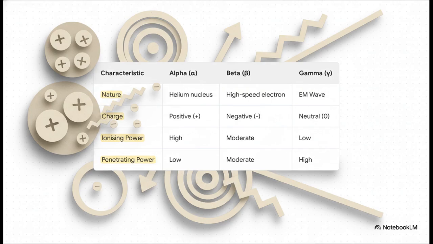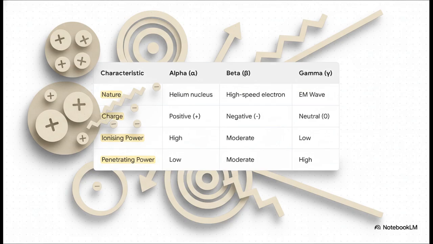First up, we have alpha. Think of an alpha particle as a bowling ball. It's big, it's heavy, it's actually a helium nucleus, and it has a positive charge. Because it's so big, it has a really high ionizing power. That just means it's really good at crashing into other atoms and knocking their electrons out. It's a real troublemaker.